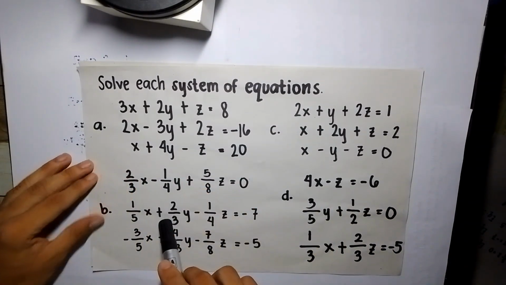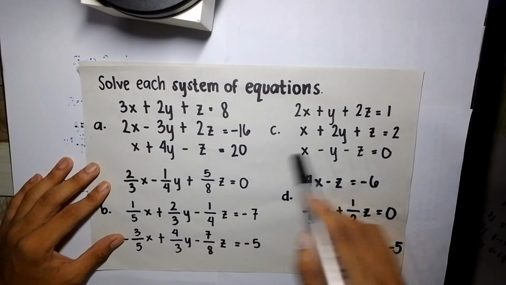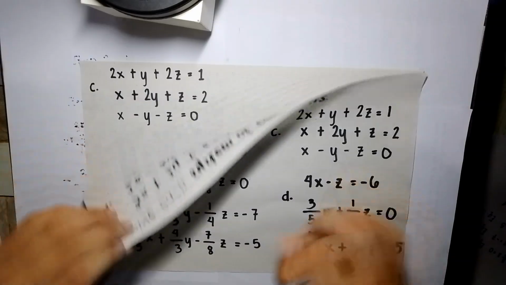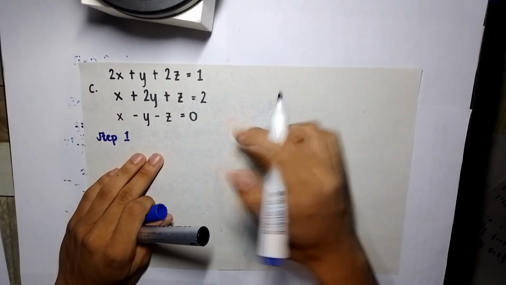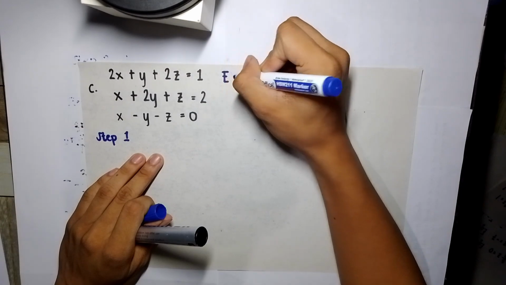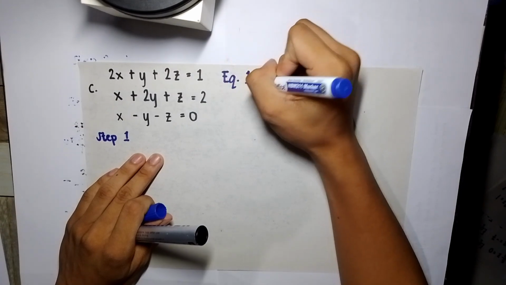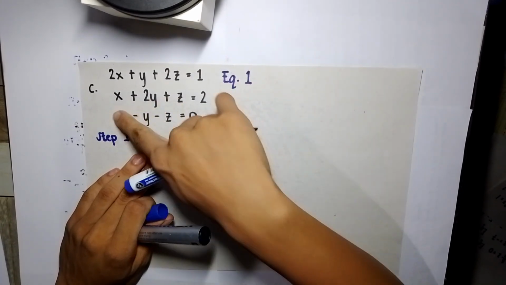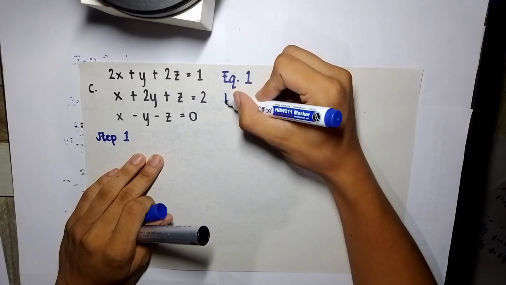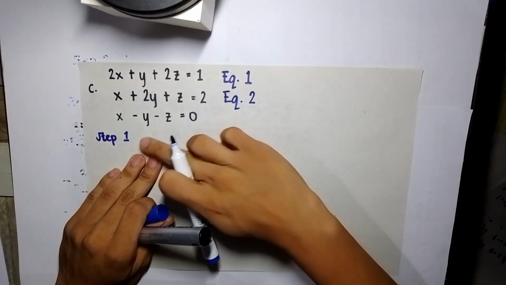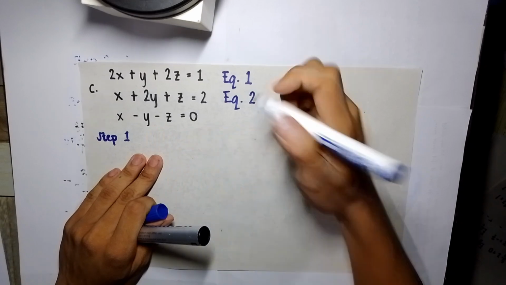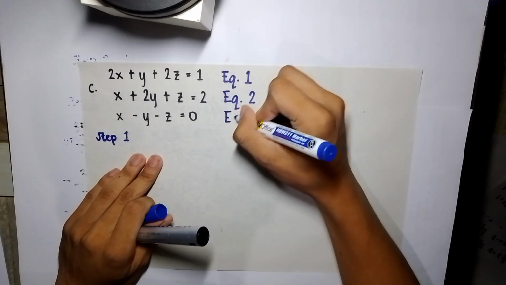Now that we are done with answering letter A and letter B, let us proceed to letter C. We have 2x plus y plus 2z equals 1, which is our equation 1. X plus 2y plus z equals 2 will be our equation 2. And lastly, we have x minus y minus z equals 0 as our equation 3.